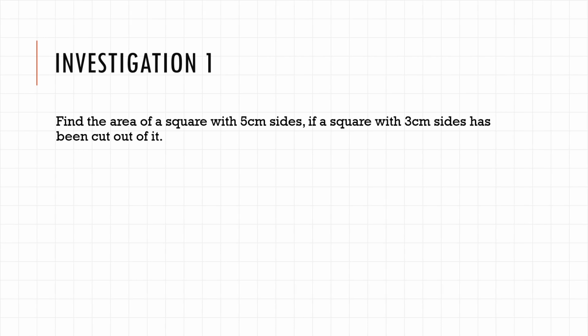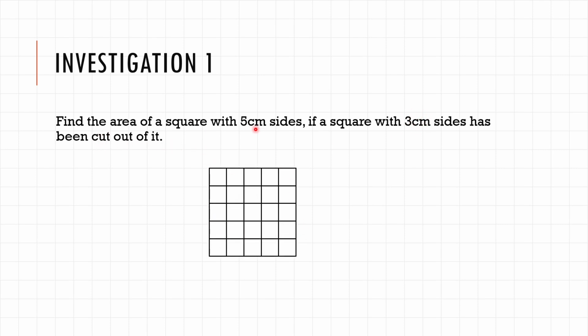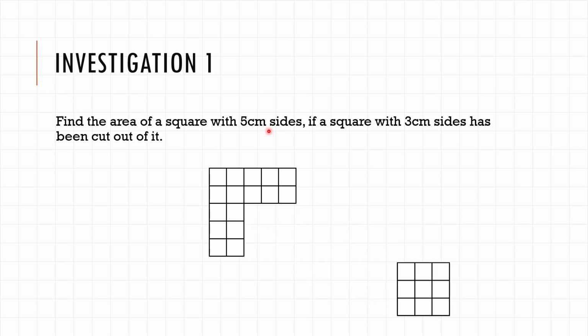In this investigation, I'd like you to find the area of a square that has 5 centimeter sides if you cut out a smaller square from inside it. So if there's a square with 3 centimeter sides that has been cut out of it. In other words, 5 by 5, and we're going to cut out this much.